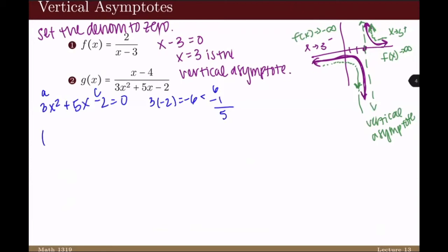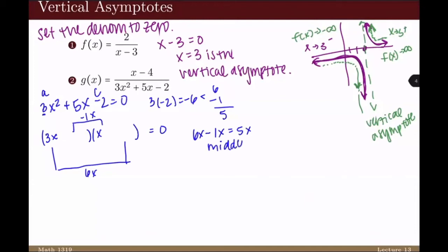So we need the 3 to stick with one of the x's. So we're going to put a 3x here. The next one we'll just need an x, and we still have equals 0. And then one of our little multiplier pairs, like if you think of it as distributing, it's the outside and the inside pairs. One of them will need to equal 6x, and one of them will need to equal negative 1x, because 6x minus 1x is 5x, which is our middle term. So we need 2 of these to multiply so we can get our middle term. See the 5x here? So that's what we're trying to figure out.